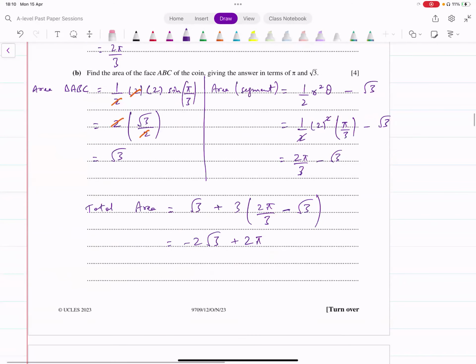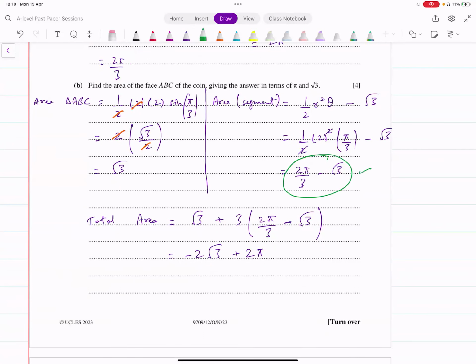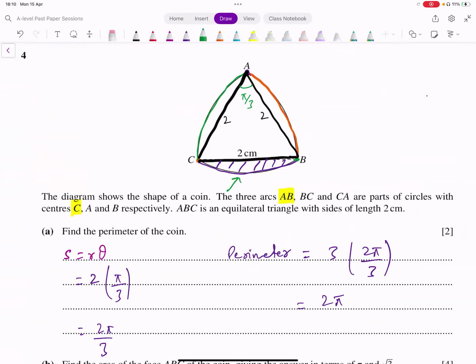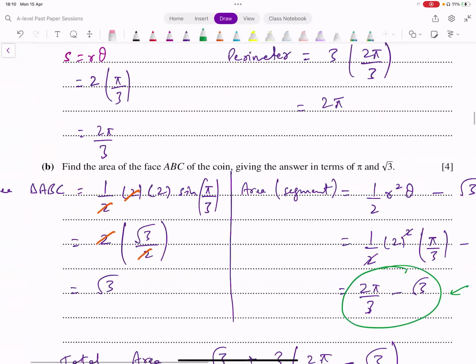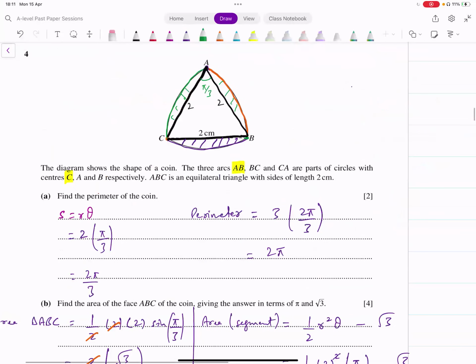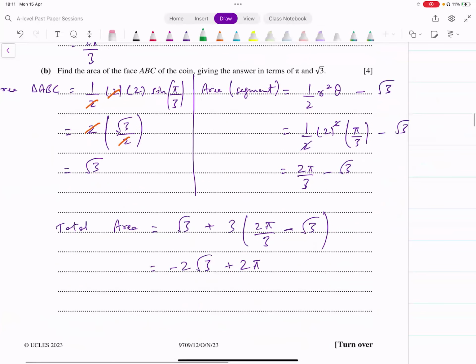Sir, can you please explain why we are adding under root 3 in the total area again? This is the area of one segment. That is this part. We multiply that by 3 to get the areas of all of these segments. This segment, this segment. That's this part on the right. What about the triangle in the middle? The triangle in the middle is under root 3. So we have to add all of them up, right? Thank you. Okay.